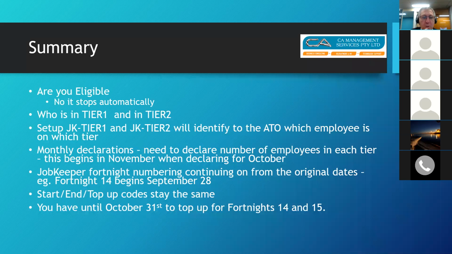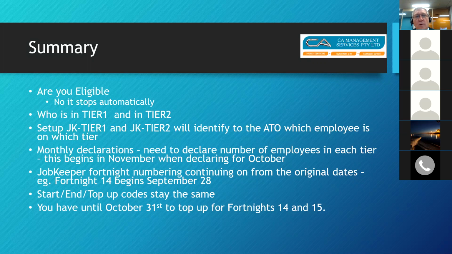All right, so just running through this fairly quickly as a summary. First question, are you eligible? By dropping the 30%. If you're not, there's nothing really to do. You just claim it and you'll stop automatically. If you are eligible, you need to start working out who is going to be on Tier 1 and Tier 2. You then need to set up in your payroll system the allowances for JK Tier 1 and Tier 2. And when you do that, you need to go onto their pay slip to put in who they are so it knows when to start.